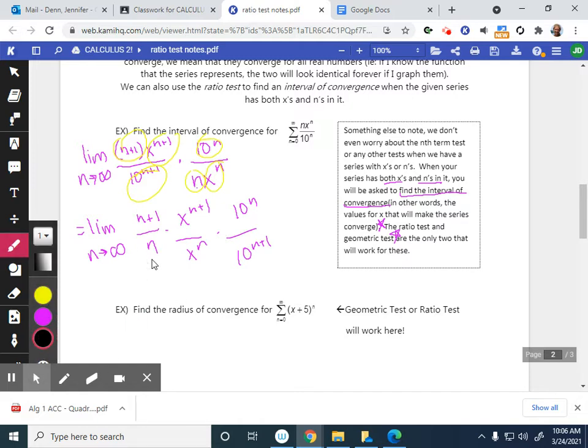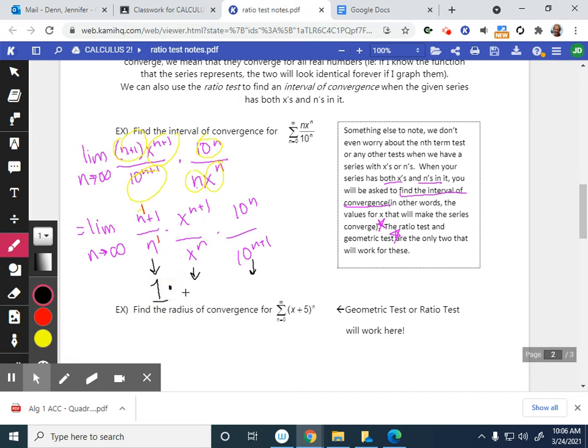All right, now I'm going to figure out what each of these becomes. Well, n plus 1 over n, as n goes to infinity, I'm comparing the degrees. The degree of the top is 1. The degree of the bottom is 1. So the ratio of the coefficients is 1. So this part of the limit is going to 1.